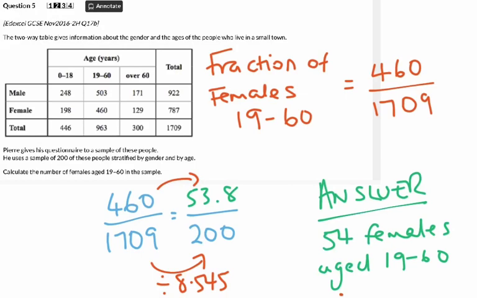We can't have 53.8 people, so we say that our answer is rounded off to 54 females in the age group 19 to 60.